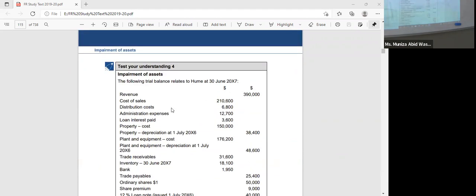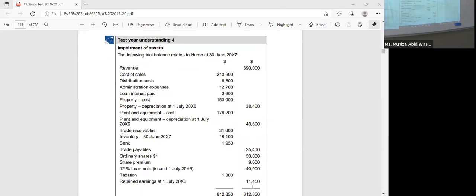Anyhow, this is a trial balance. It's primarily in regard to the impairment of assets, but all the other concepts are also being discussed in this one. The following trial balance relates to Hume at 30th June 2007. Revenue is going to be reported first in our statement of profit or loss, is it? So the first line item is revenue. How much revenue is there?